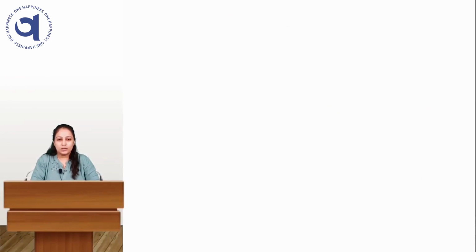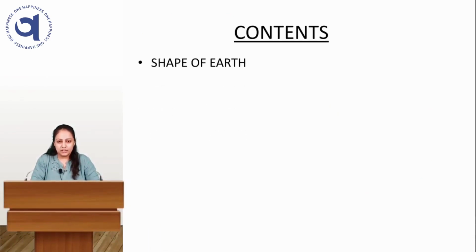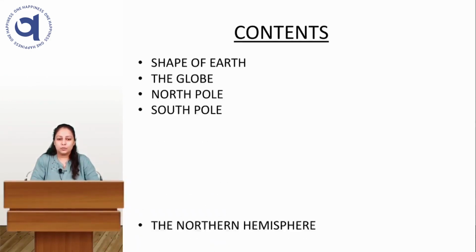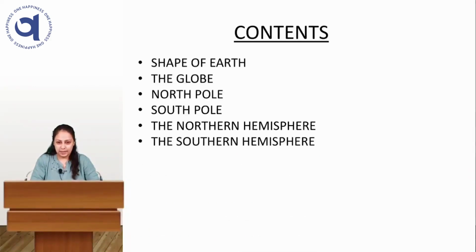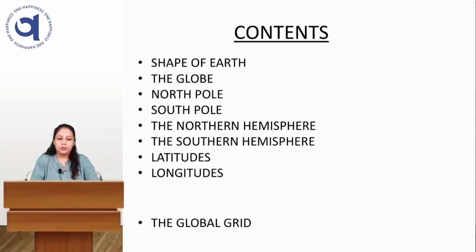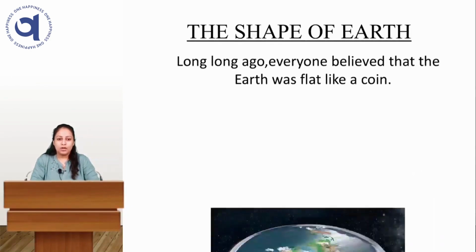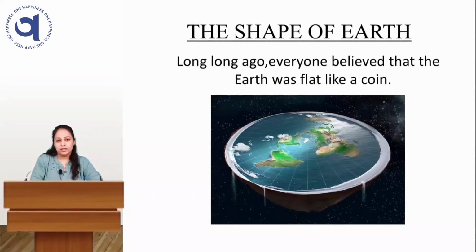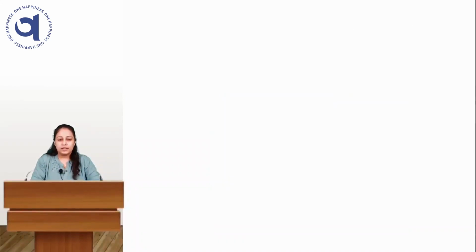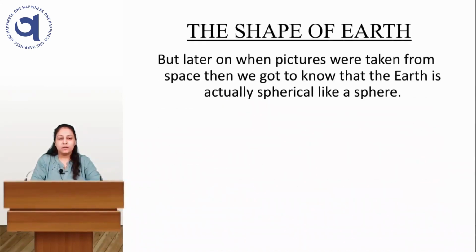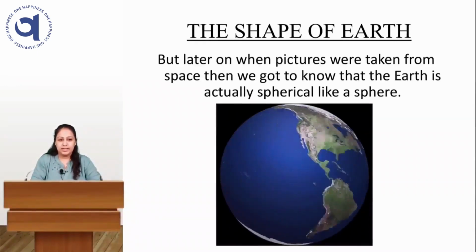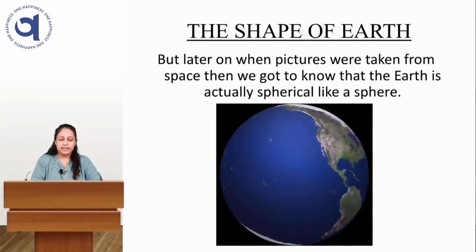Right. So now let's overview the contents. In this chapter, we are going to learn about the shape of the earth, the globe, North Pole, South Pole, the Northern Hemisphere, the Southern Hemisphere, latitude, longitudes, and the global grid. Let's learn about the shape of the earth. Long ago, everyone believed that our earth was flat like a coin, but it was not so. Why? Because when the picture was taken from space, we came to know that our earth is actually a sphere. It is like a sphere.